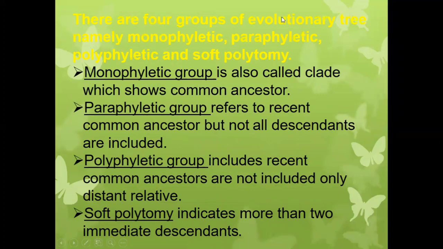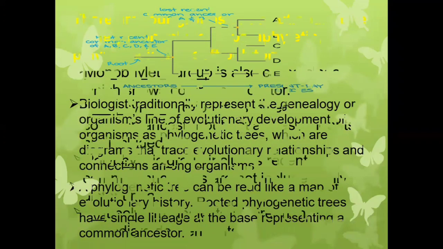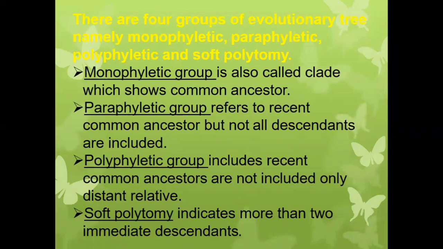Now, there are 4 groups of evolutionary tree. Ano ba yung 4 groups of evolutionary tree? Yung evolutionary tree ay tinatawag na, ang tawag ulit, phylogenetic tree. Ito po ay monophyletic group, paraphyletic group, polyphyletic group, and soft polytomy.